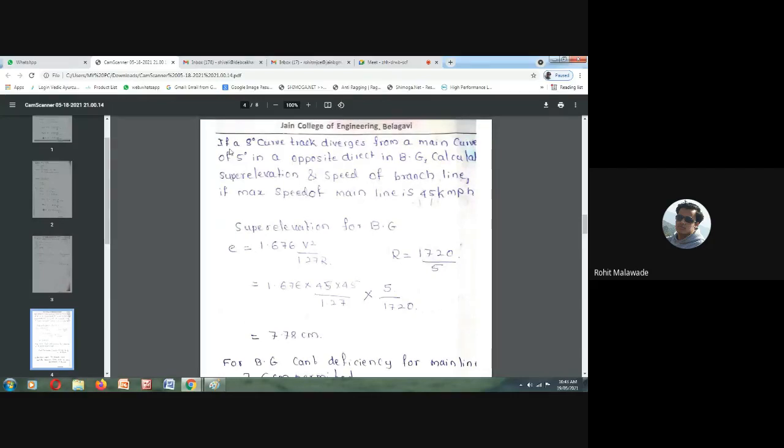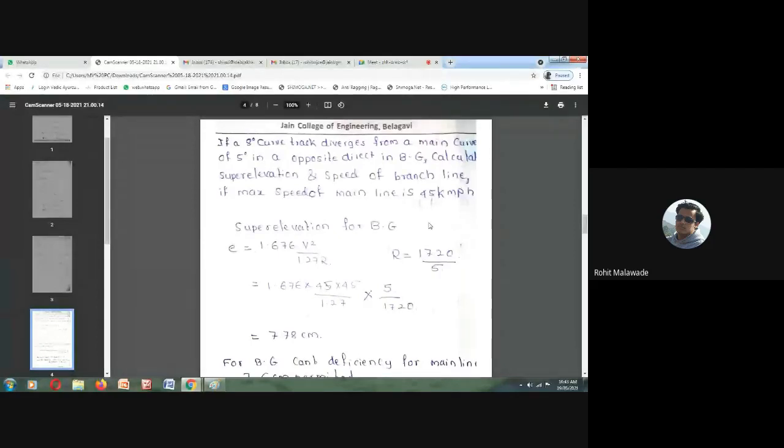Now we will read the problem first. If an 8-degree curve track diverges from a main line of 5 degree in an opposite direction in a broad gauge, calculate the super elevation and the speed of the branch line if the maximum speed of the main line is 45 km/h.